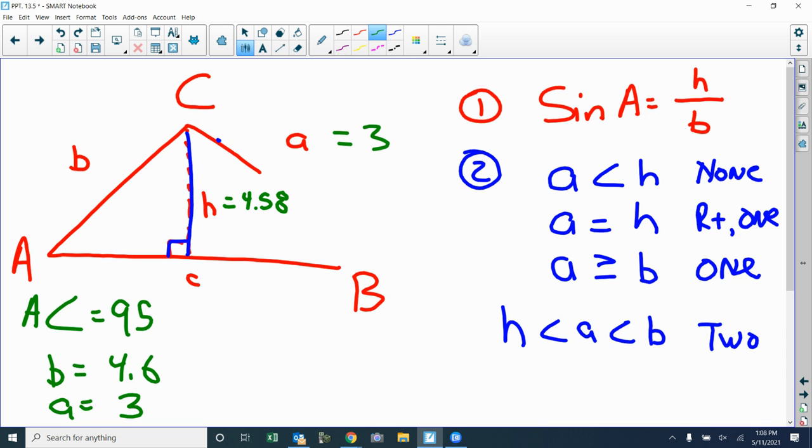We're done. How are we done with this one? Because it's impossible, right? If this height is 4.5, this leg is only 3, it's never gonna touch this bottom thing. It's never gonna get there. So this is a none. Questions there? Aha.